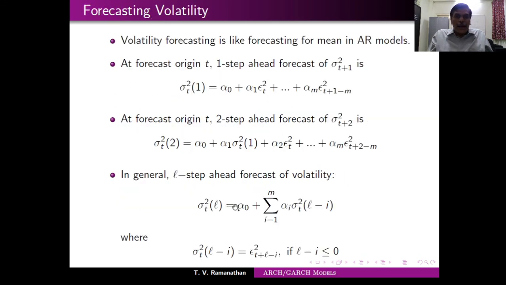Okay. Now, one of the issues in this whole discussion is volatility forecasting. As I told you, it has independent interest also. Now, for example, how is this done? It is like AR forecasting. It's very easy. If you are at forecast origin t, the one-step ahead forecast is sigma t plus 1 squared. This is just a notation, where we put a cap. So sigma t squared (1) is alpha naught plus alpha 1 epsilon t squared, etc. This will go up to t minus m, so I have added 1 with that: t plus 1 minus m.